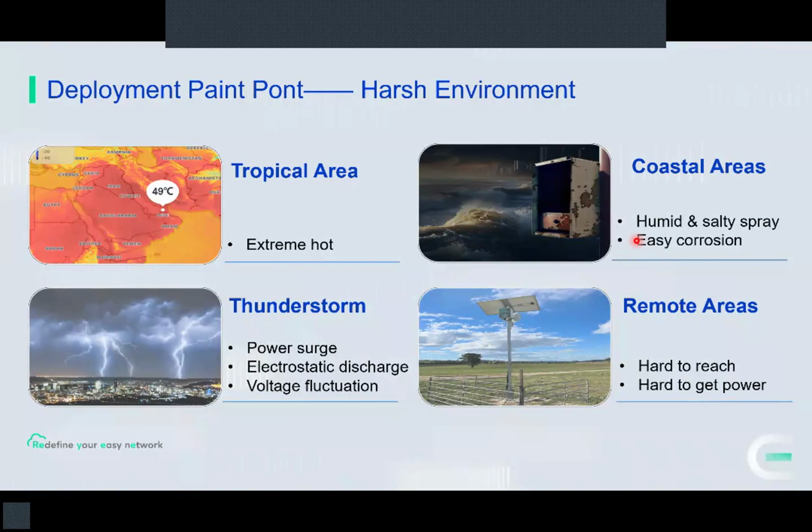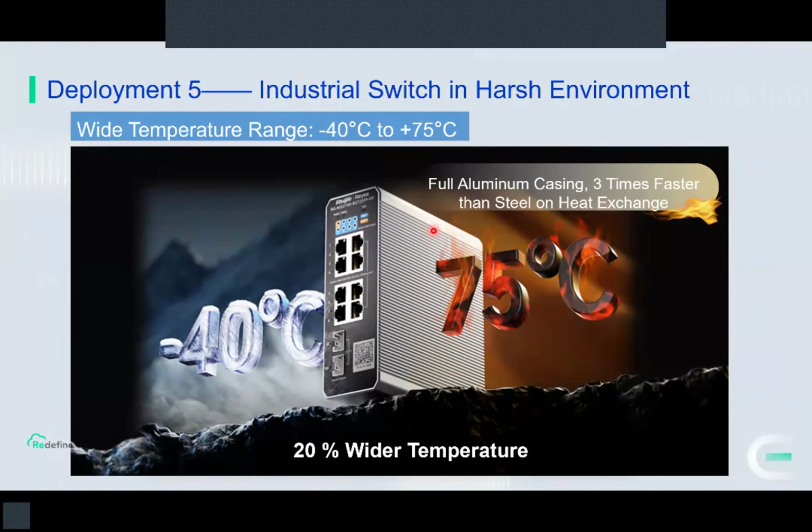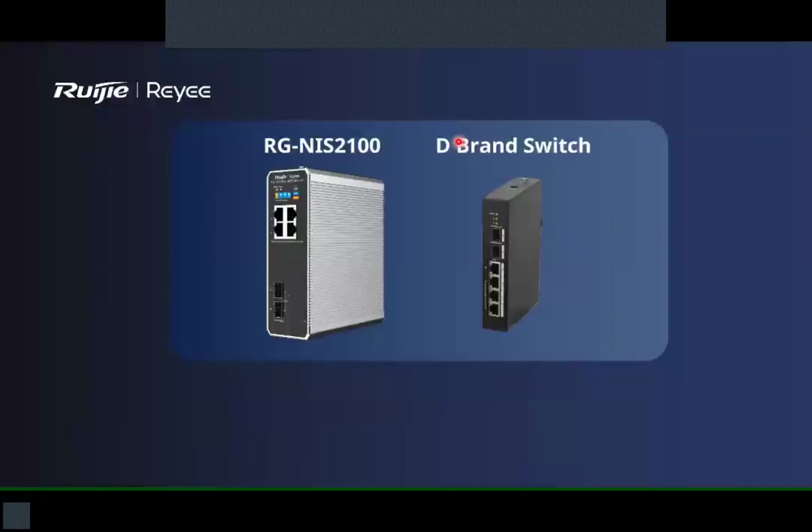And the other pain point for the deployment is the harsh environment. For example, the high temperature, coastal areas or thunderstorm areas. So we usually will use the industrial switch to do that, because our industrial switch supports minus 40 degrees to 75 degrees. So the temperature range is wider than other brands. And this is the video to show you our industrial switch and the other high temperature switch for a test.